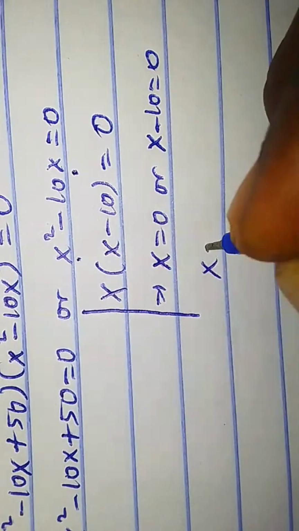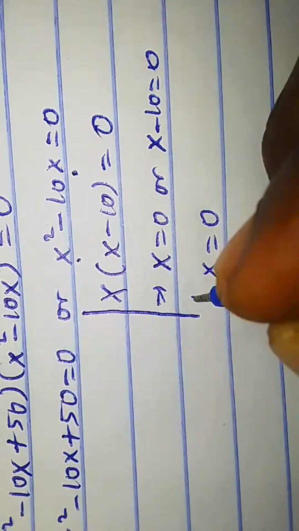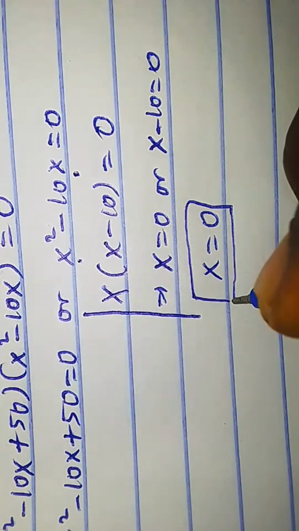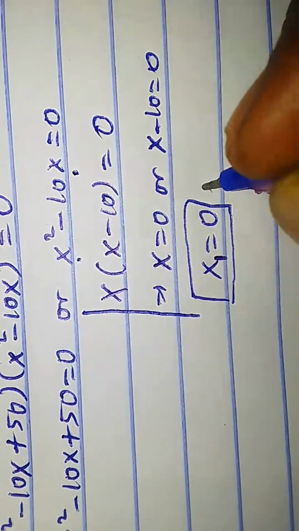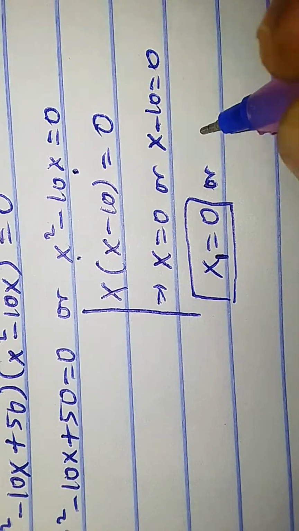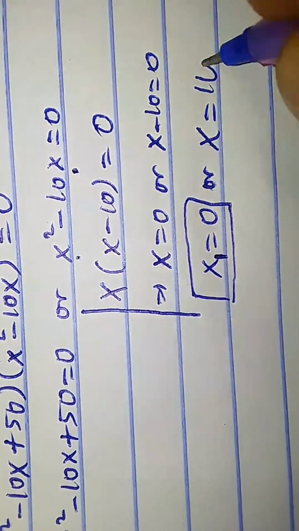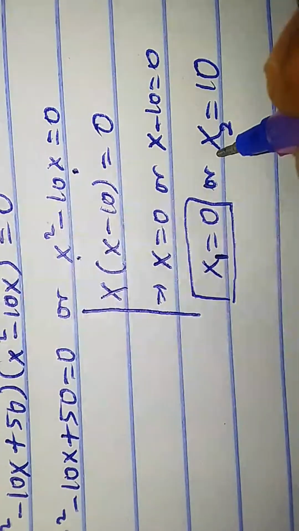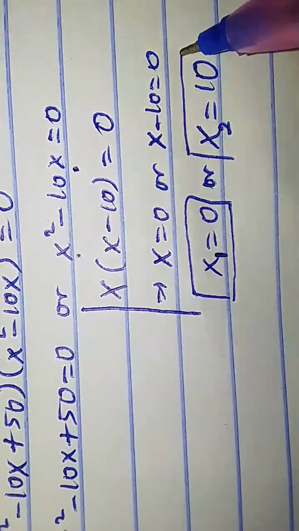Clearly, x is equal to 0. This is the first solution. Let's call it x1. Or moving this minus 10 to the right hand side, x is equal to 10. Let's call this x2. This is the second solution.